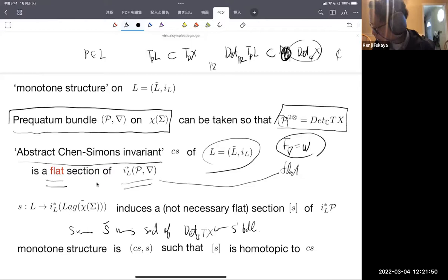So that is this S. And the requirement is that this Chern-Simons section, which is flat, is homotopic to this section, which is related to the grading. So this is basically energy, and this is basically grading. And as you know, monotone means that energy and grading are consistent. So this is what I want to call a monotone structure.